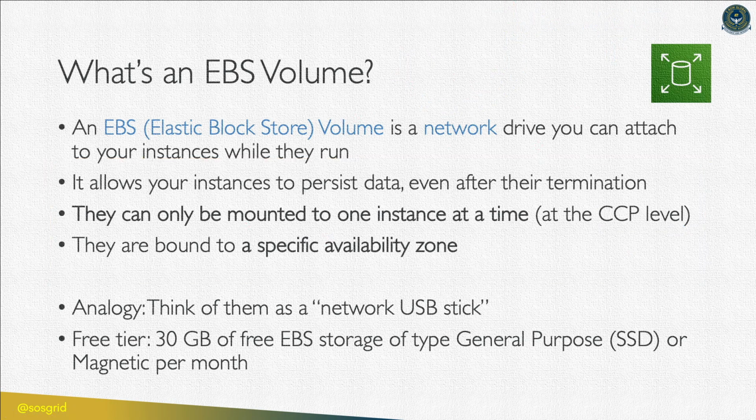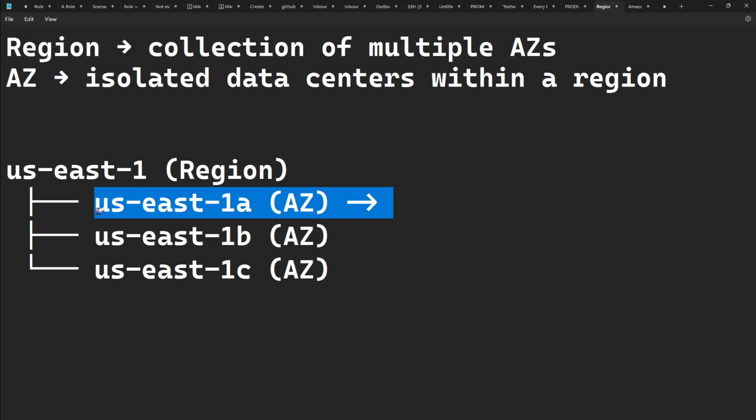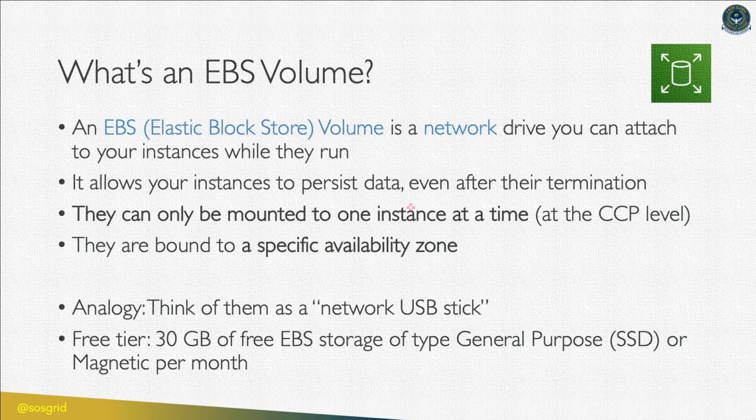Okay, and they are bound to a specific availability zone, which simply means that if you created it in an availability zone like EU West 1A, like I explained earlier already, you can only use that storage in EU West 1A. So you can't use it in EU West 1B. We'll practice that in a second. And I already talked about what a region is. A region could have multiple availability zones. So you get the idea. And I think that's just basically it.